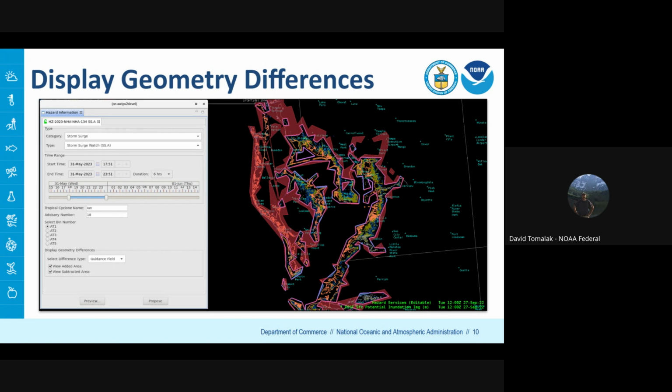This is displaying geometry differences, built so that the storm surge forecaster can compare the new data. The slide shows both the subtracted and added data at the same time. Both can be selected at the same time, so you can see both. So let's go to the next slide.